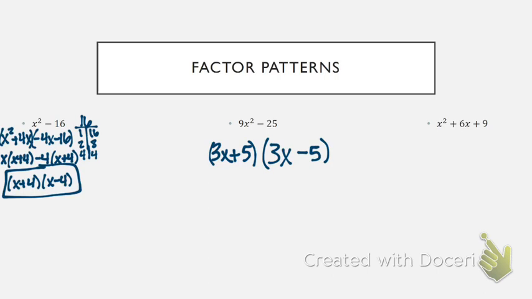So when you're missing your b term, you need to take the square root of a and put it with x. So the square root of 9 is 3. So I put 3x in both parentheses. Then you need to take the square root of c, in this case the square root of 25, and you put plus 5 and minus 5 in the parentheses with your 3x. So if we're missing a b term, take the square root of a and the square root of c and throw them in parentheses together.